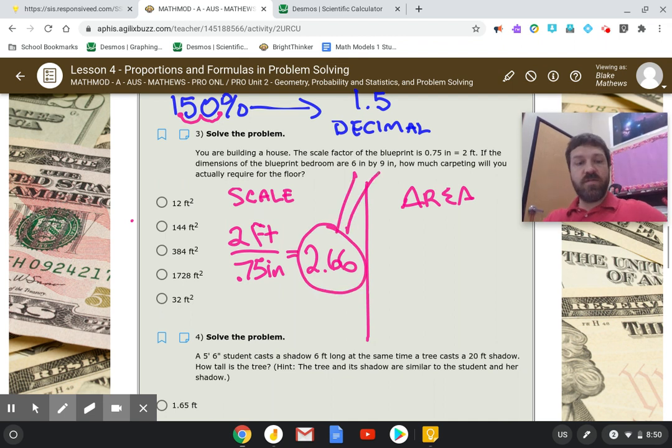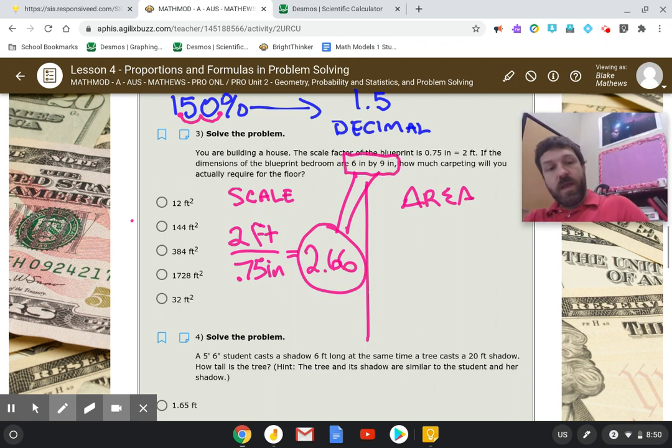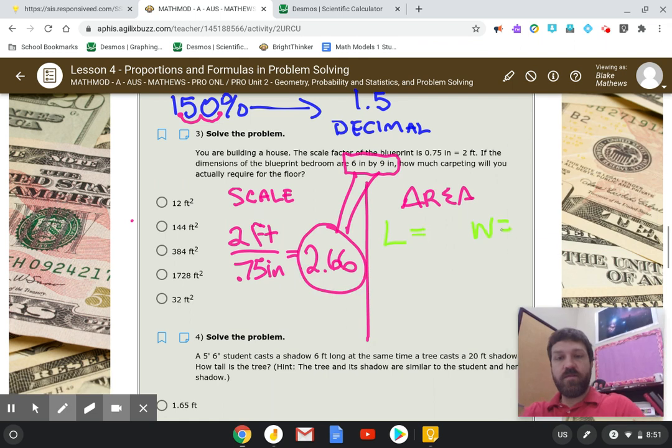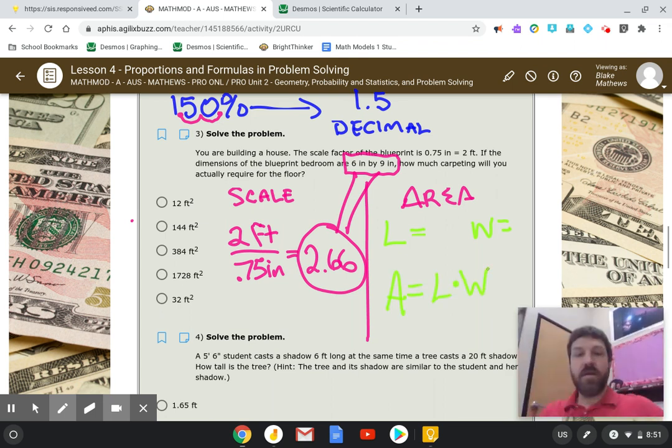You need to use that scale factor. You need to multiply it by each of those 6 and 9. What you will get is a new length and a new width from those 2 numbers. Then you need to take those and put them into the area formula for rectangles. The area formula for rectangles is the area equals the length times the width. Once you do that, that is the area of the floor that you are dealing with. So I didn't give you everything, but I gave you the flow of the problem. I think you can finish that from there.